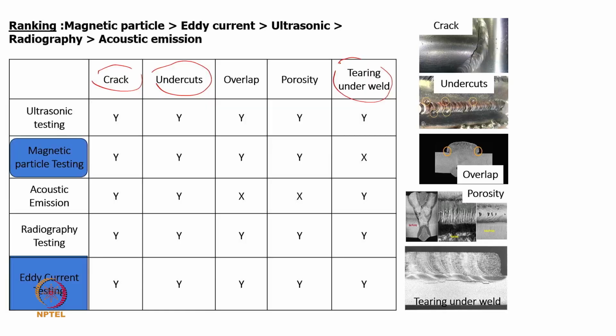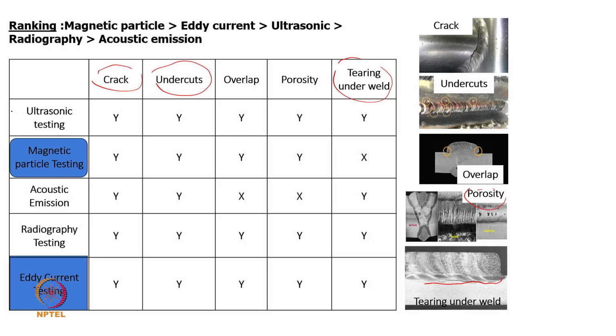We say that for the cracks, given the ranking, there is a possibility of cracks, a possibility of undercut, and a possibility of tearing. Tearing is something like a kind of delamination. You are able to see here that there is a separation happening in the weld, which is the worst, because whatever welding we have done is getting removed. There is another possibility of overlap, or a possibility of porosity.